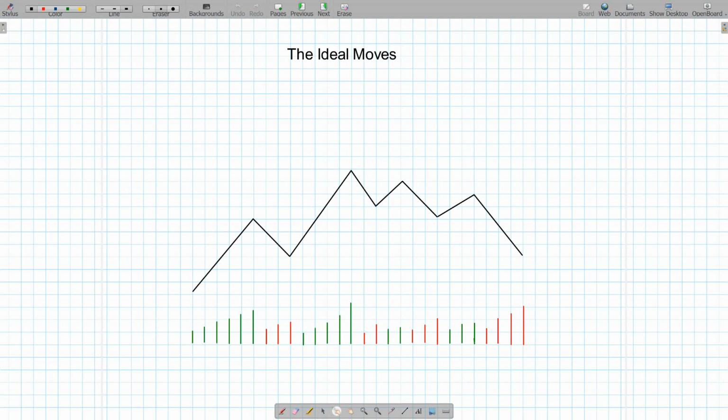Okay? So this is linear. We have the price moving up, have the volume moving up. We have a retracement, price going down, smaller volume. Then we have another move up, and the volume, cumulative volume, is bigger. Then we have a down move, small volume. Well, that's the ideal market. But unfortunately, the markets are not ideal.